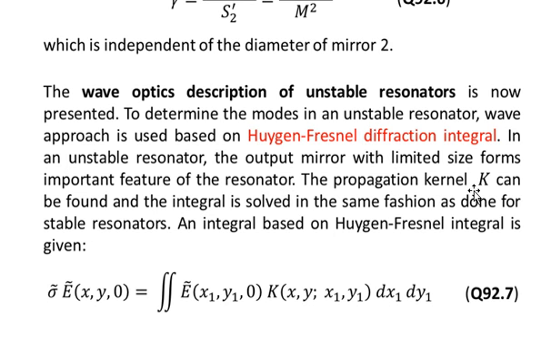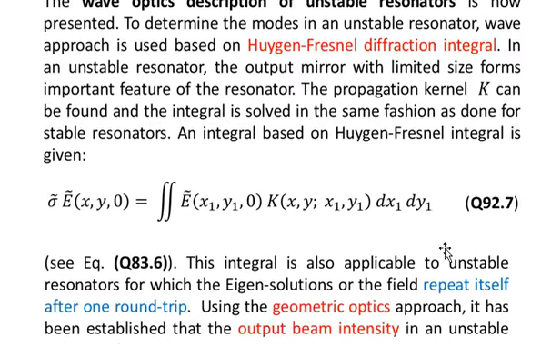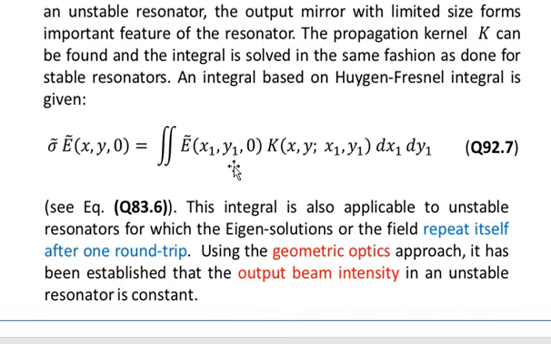The propagation kernel capital K, or kappa, can be found, and the integral is solved in the same fashion as done for the stable resonators. An integral based on the Huygens-Fresnel integral is given by. So this is the integral that we have discussed in equation number 6 on slide number 83. So let me read that one.